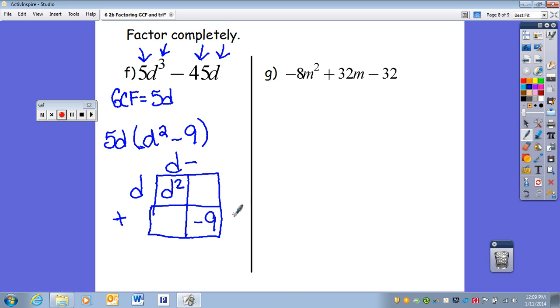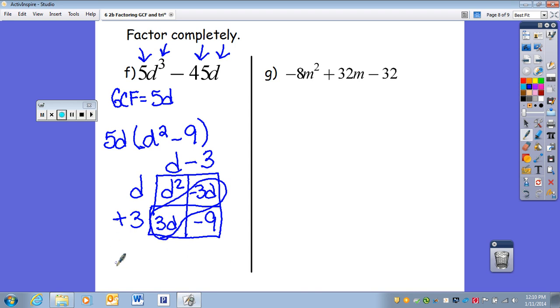Now the tricky part is that there is not a middle term here, so these two boxes will need to have a sum of 0, which means they need to be the exact same number but opposites. What two numbers can I multiply together to give me 9 that are exactly alike? That would be 3 and negative 3. So we have negative 3 times d, which is negative 3d, and d times 3 would give me positive 3d. So if I check my answer, we do see when I combine like terms that those would have a sum of 0.